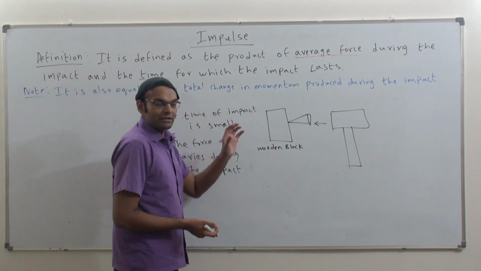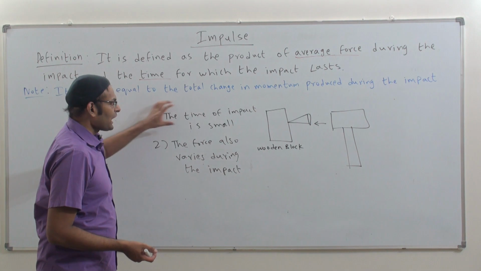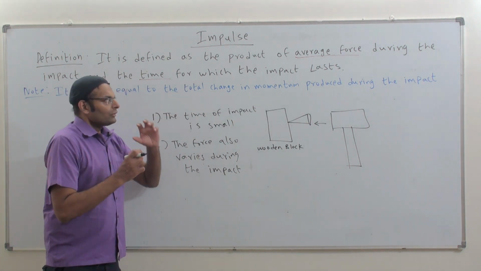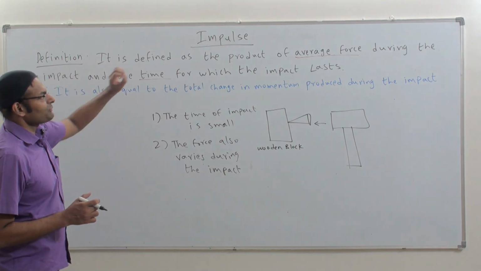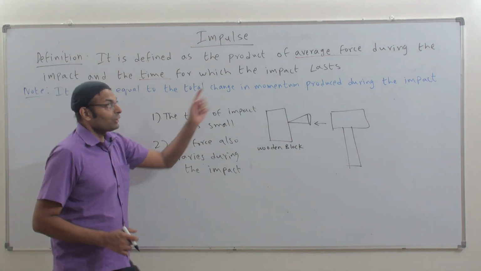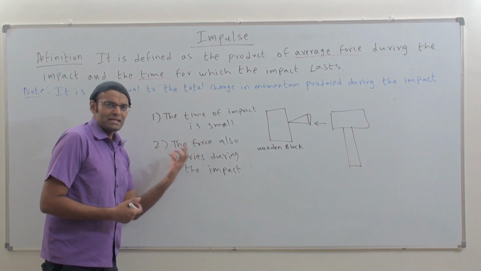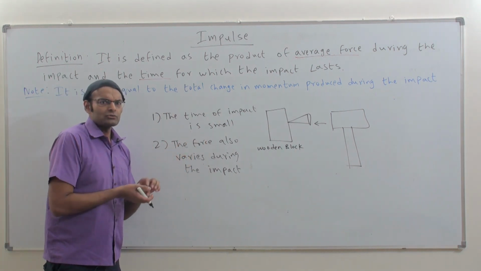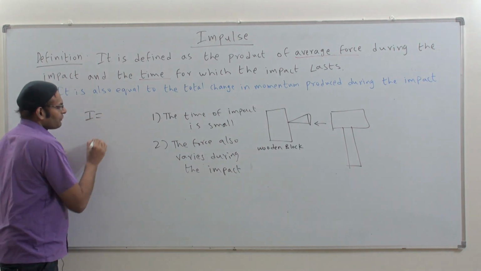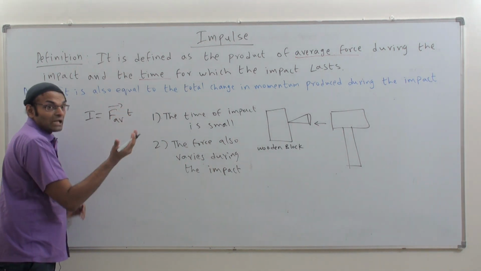I want to insert a nail into a wooden block. I use a hammer to hit the nail. So you can see the time of impact is very small and the force also varies during the impact. So what does it say? Impulse is defined as the product of average force during the impact and the time for which the impact lasts. Now why am I taking average force? It's very difficult to calculate the variation of force during the time of impact. So we take the average force into consideration, and the equation turns out to be: impulse I is equal to F average into the time of impact.